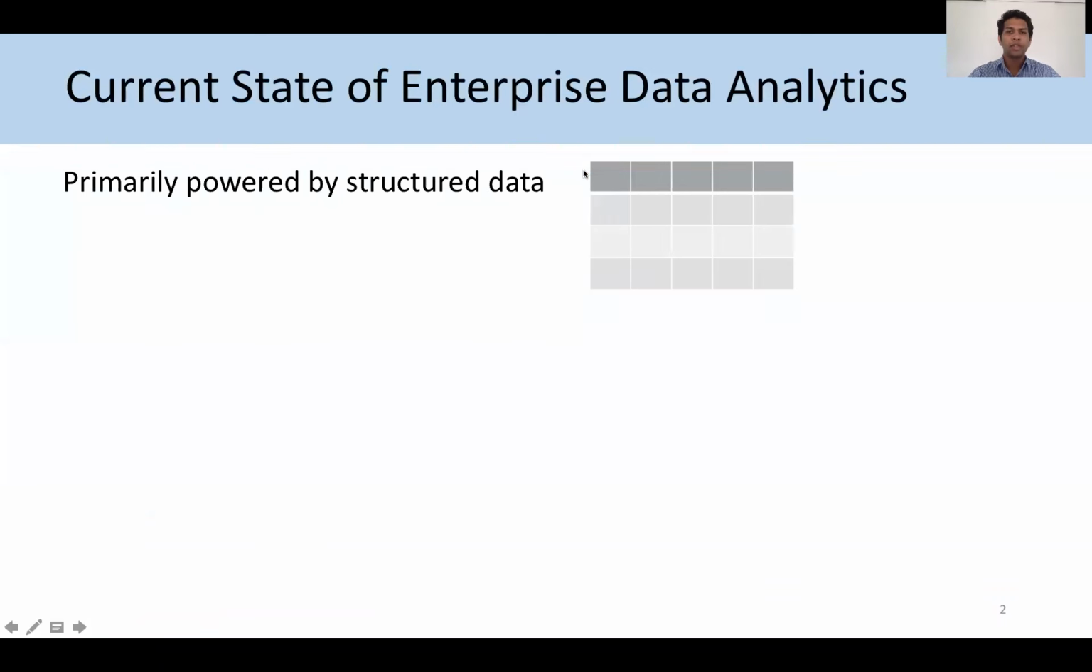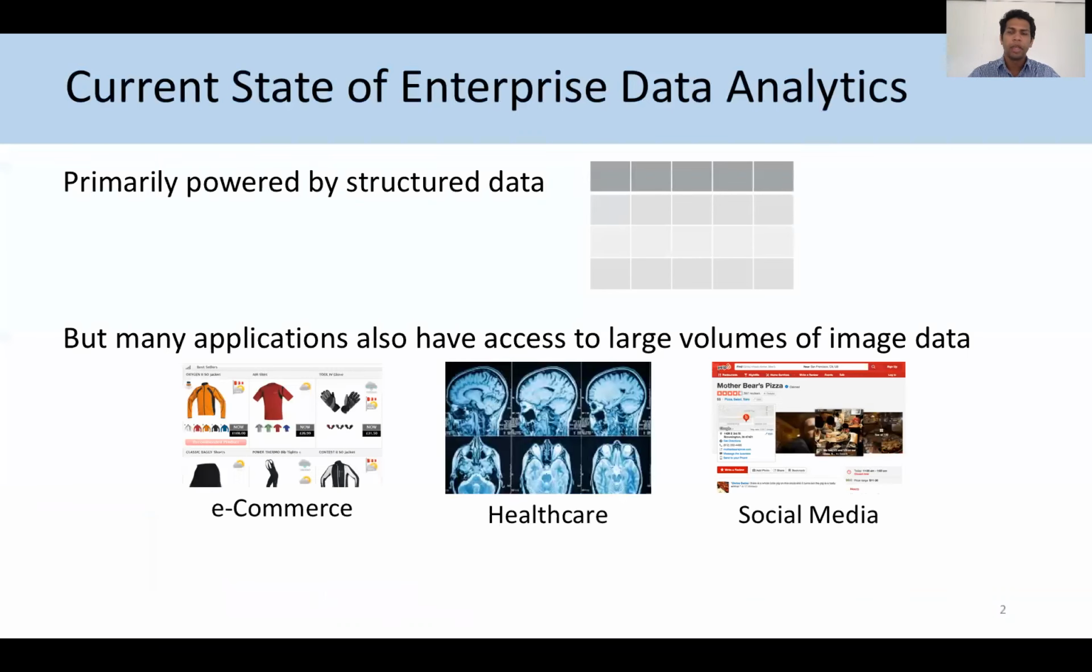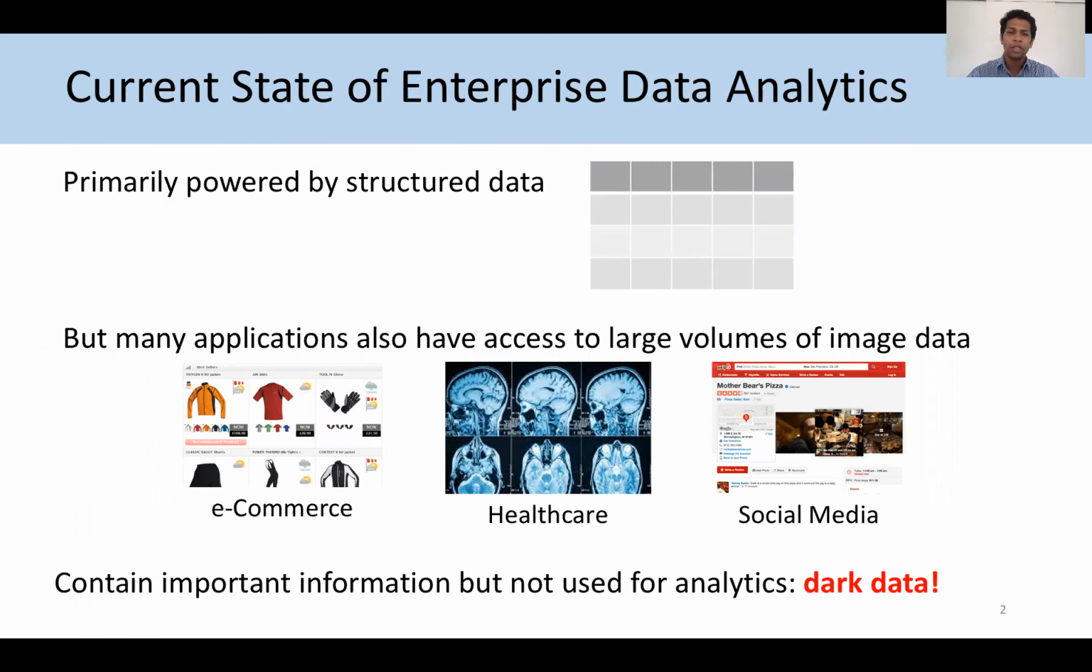If you look at the current state of enterprise data analytics, most analytics pipelines are primarily powered by structured data. But in many of these applications, you also have access to large volumes of image data. These images contain important information about their respective domains, and as a result of not being used by their corresponding analytics pipelines, they have essentially become dark data from analytics point of view.